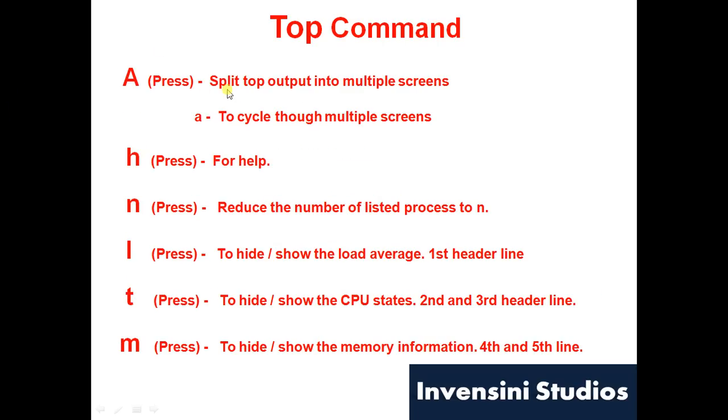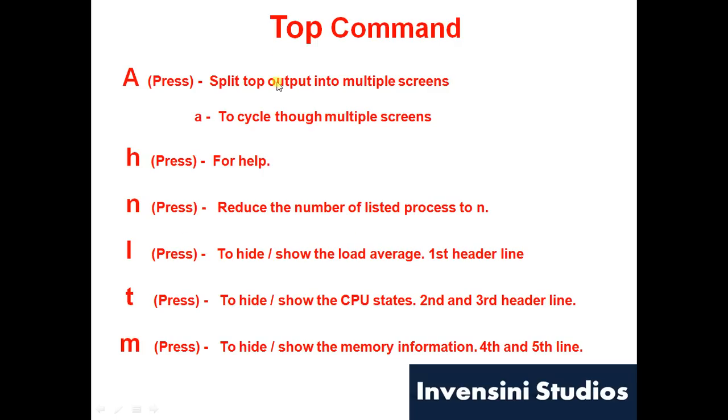Similarly, if you want to have multiple top outputs, for example to see processes sorted by memory, or by other criteria, just press capital A, and it will split top into generally four screens, and then you can use A to cycle between them. H is for help. And suppose you don't want to see 10 processes, you just want to see 4, then you press N, and you can give how many processes you want to see simultaneously in the top output.